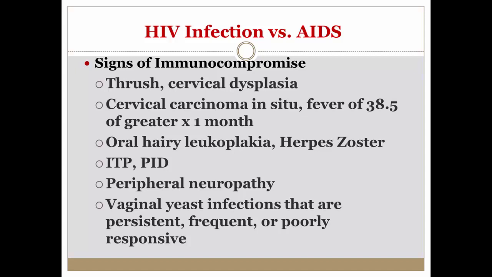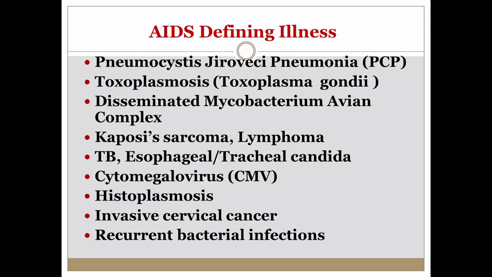However, an individual with an HIV infection does not have the diagnosis of AIDS until, as we talked about, their CD4 count drops below 200 and/or they develop an AIDS-defining illness. And I include these for your information, but it's important to be sure that you understand the difference between the signs of immunocompromise and an AIDS-defining illness.